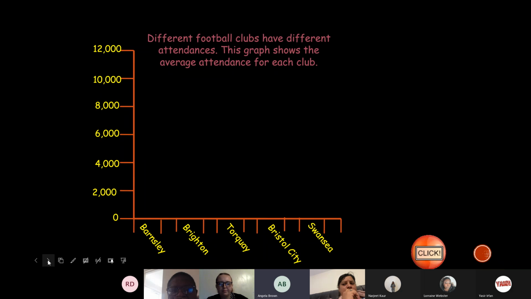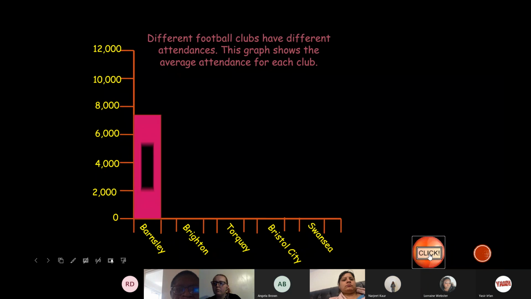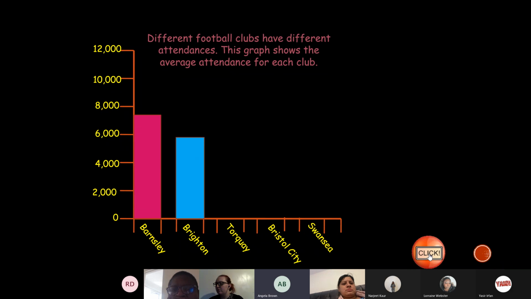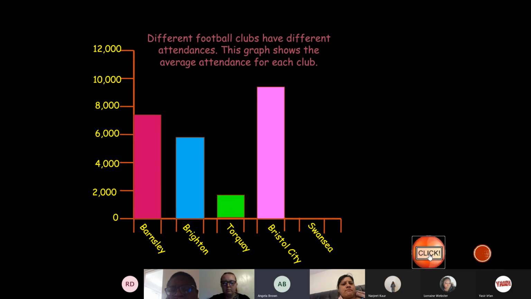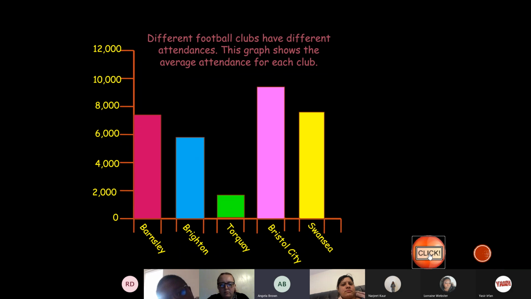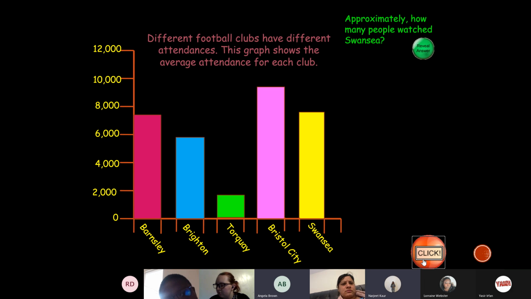Okay, let's look at this one. So different football clubs have different attendances. This graph shows the average attendance for each club. So there's the average attendance for each club. Okay, approximately how many people watched Swansea?